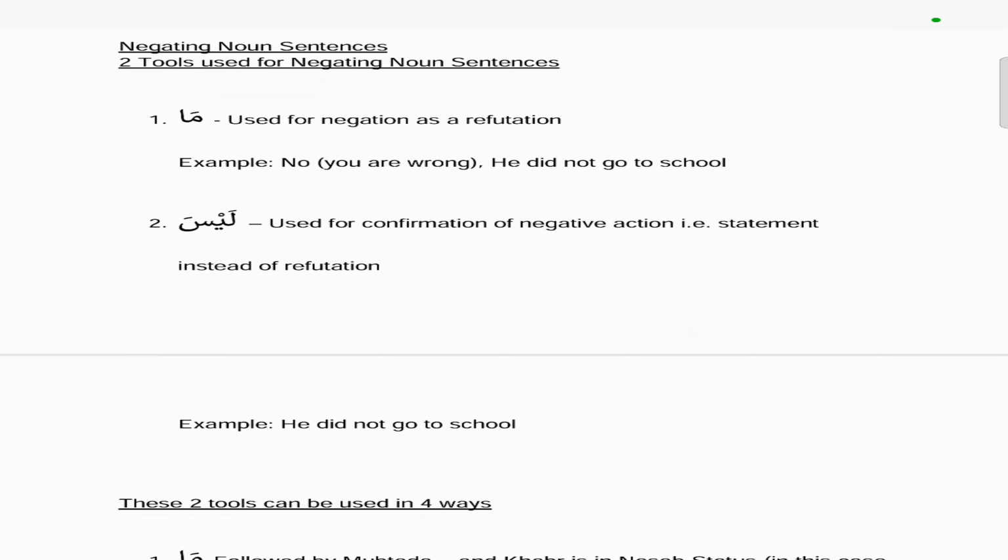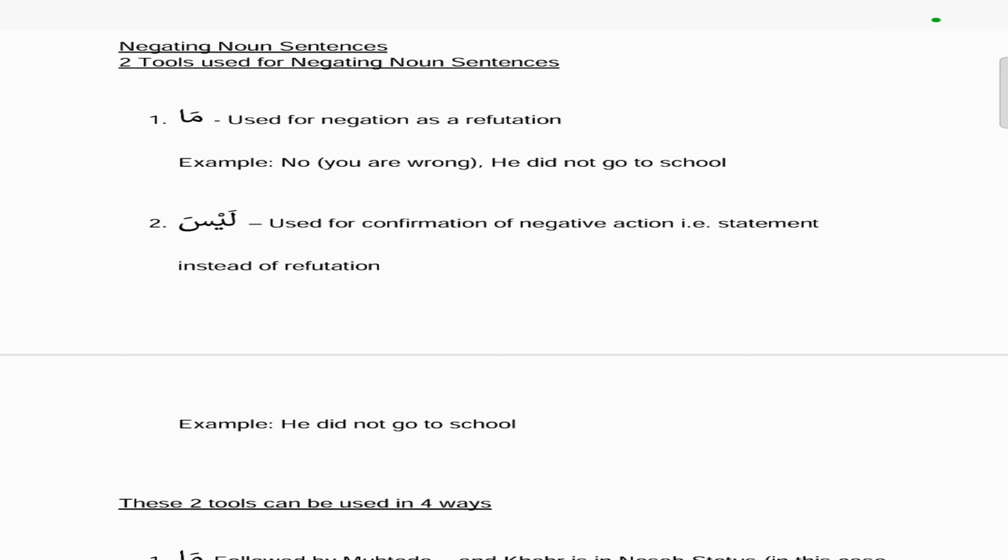So when we're negating noun sentences, there are two tools used. You can use ma, which is used for negation as a refutation, meaning to refute something. The example is: no, like we said before, you are wrong, he did not go to school, so you're refuting something. Or you can use laysa, and laysa is used for confirmation of a negative action.